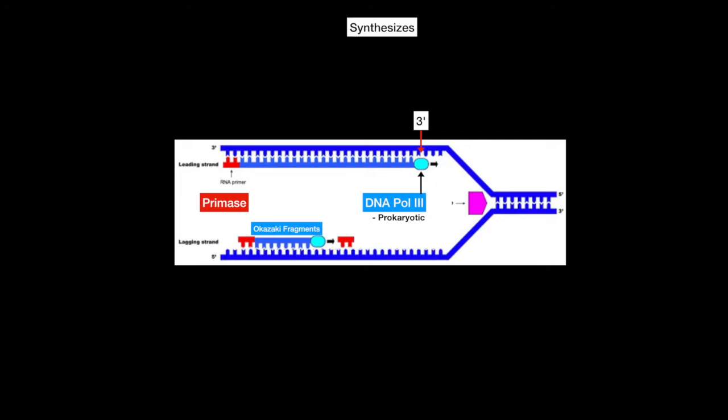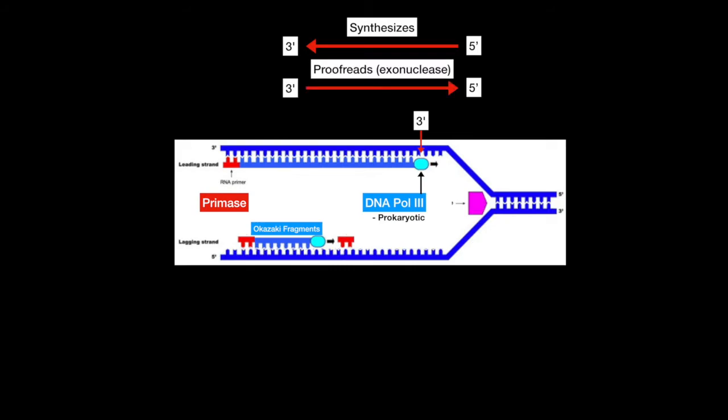DNA polymerase 3 synthesizes in the 5' to 3' direction but proofreads using 3' to 5' exonuclease. Some drugs can block DNA replication by having a modified 3' hydroxyl, which prevents elongation, terminating the chain.